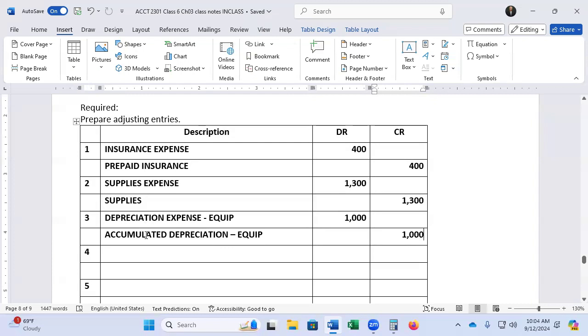Number 4, earned but unpaid salaries. So this means that you have employees that work for the company and they didn't get paid yet. So the end of year period falls between pay periods. So we have to make the entry wages expense and wages payable for 700.